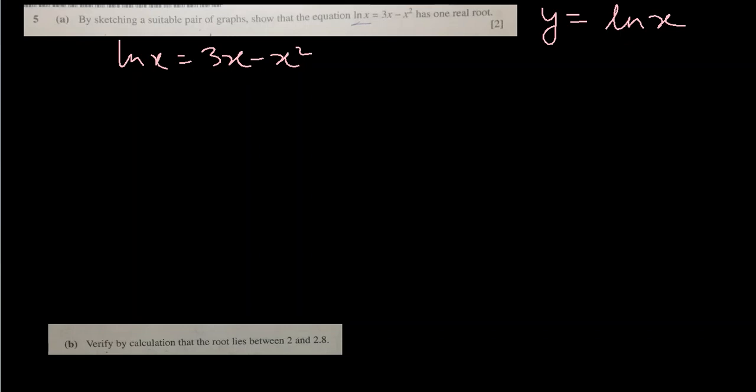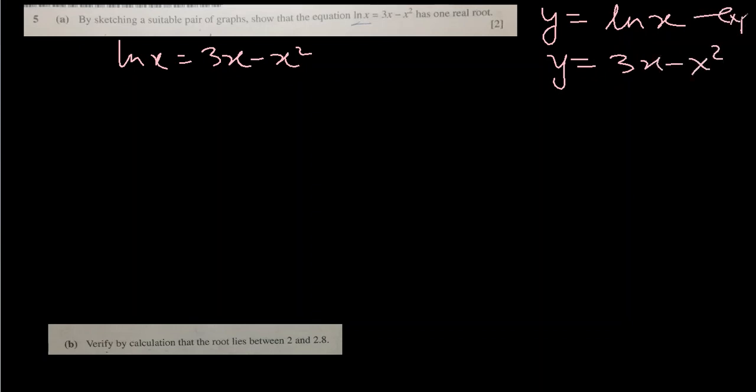Question number 5. By sketching a suitable pair of graphs, show that the equation ln x = 3x - x² has one real root. In such a case, what do we do? We make two functions out of this: one is y = ln x, and the second is y = 3x - x².